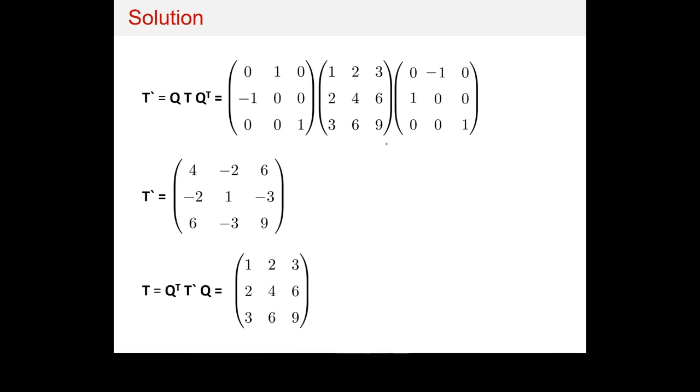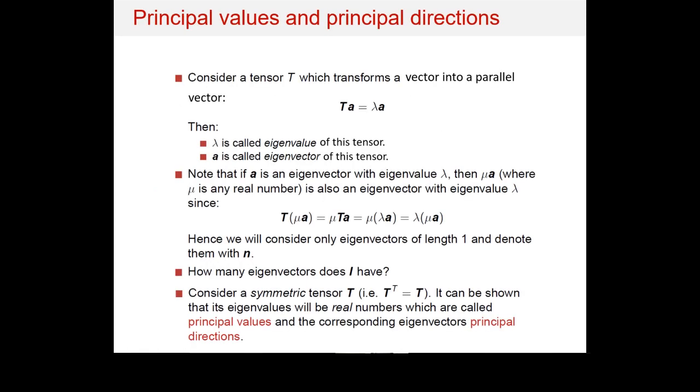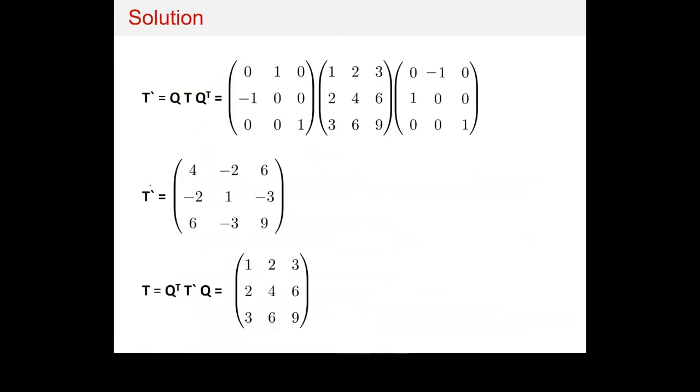And you can see the solution for the forward and the inverse transformation. So you apply the transformation, you get T dash, you apply it backwards, you get what you started with. So this is the same as this one.